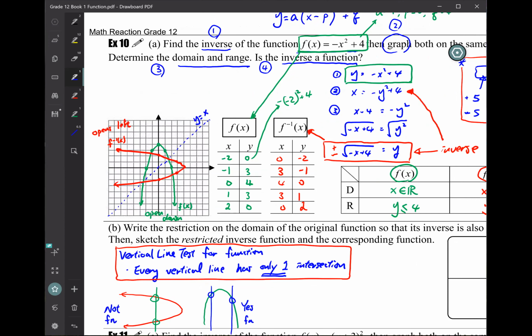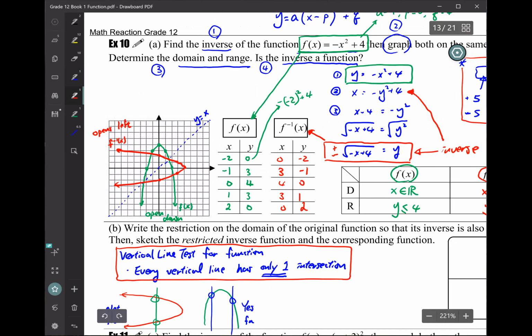Tiana, can you hear me? Yeah. Okay, so is the inverse a function here? No. Okay, let's write that down. Very good. Okay, inverse is not a function.